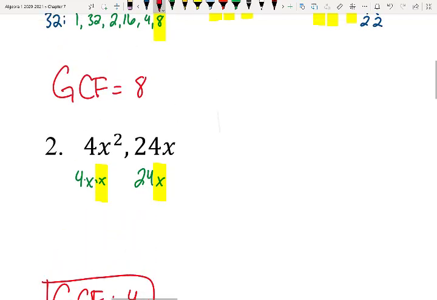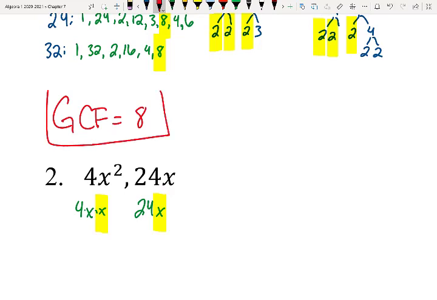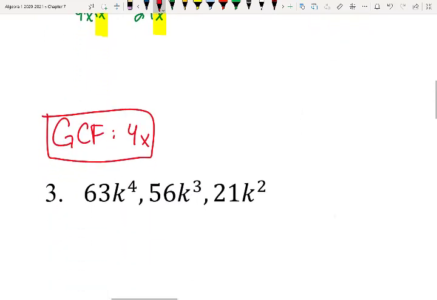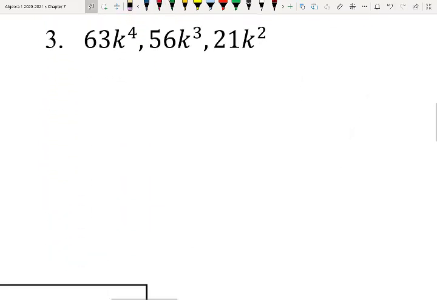And I forgot to box this in. My GCF for number 1 was positive 8. Okay. Now looking at number 3, this is much more tricky, because I have 3 different terms that I'm looking at to find my GCF.